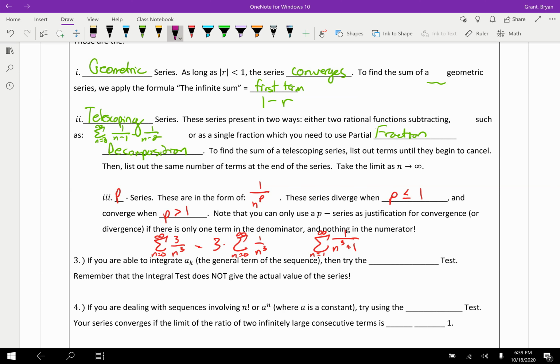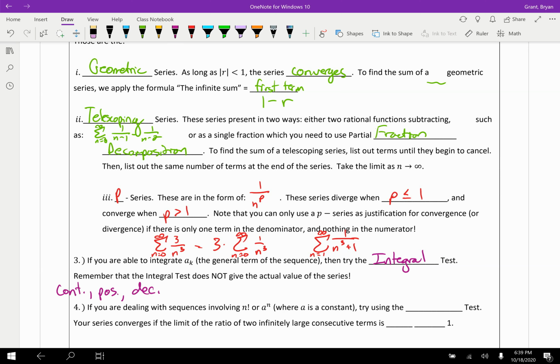Now, if you're able to integrate your sequence, then you want to try the integral test. Now, just a friendly reminder about the integral test, there are a couple things we need to remember. First, when you turn your series into a function, it better be continuous, positive, and decreasing. It has to be all three of those, at least over the interval you're interested in. And the second thing is the integral test doesn't actually give the sum of the series, right? The answer to the integral is not the answer to the sum.